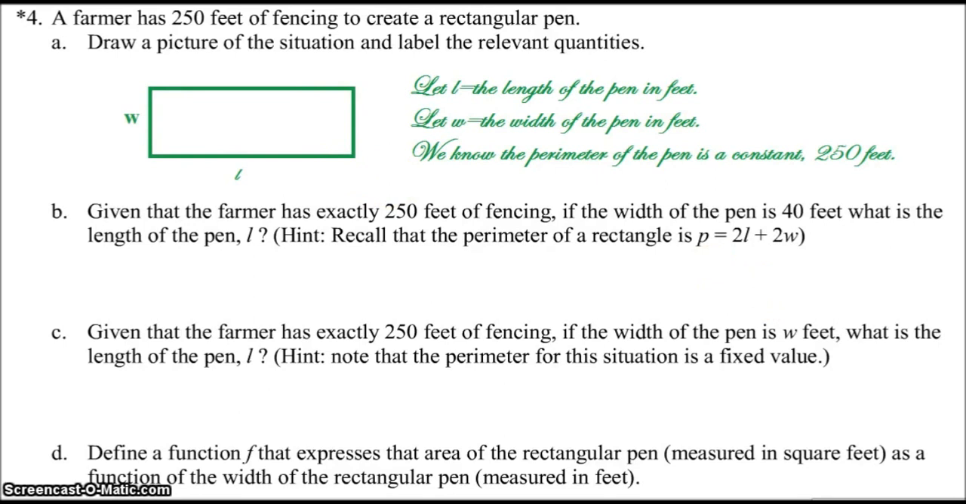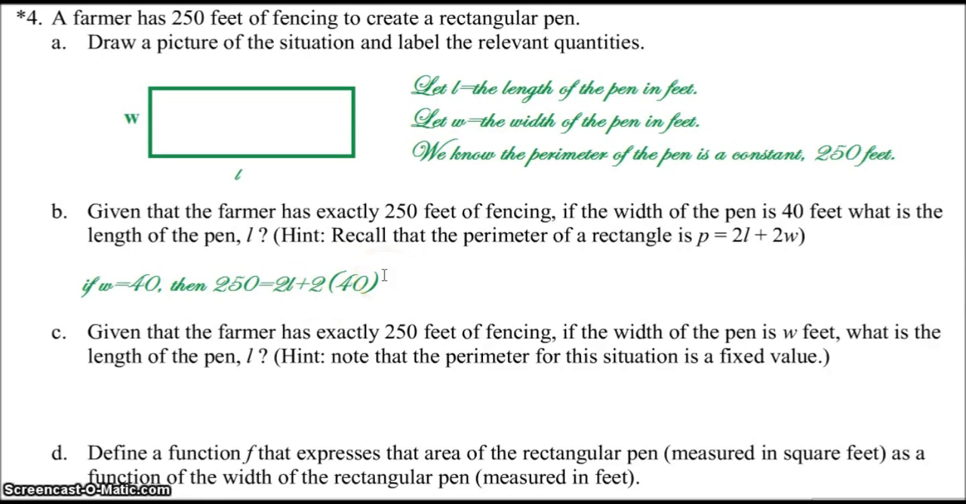Given that the farmer has exactly 250 feet of fencing, if the width of the pen is 40 feet, what is the length of the pen L? Recall, the perimeter of a rectangle is 2 times the length plus 2 times the width. If we just add up the length plus this width plus this width, we'll get our perimeter. So if the width is 40, we can plug in what we know into this formula. Our P is 250 and our width is 40. So 250 equals 2 times, here's our script L, that's the length, plus 2 times 40.